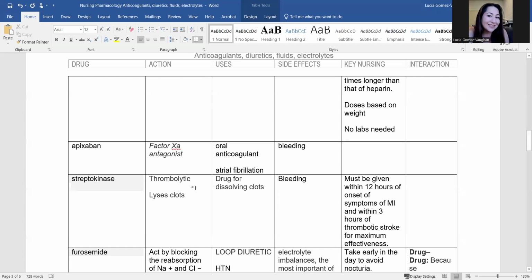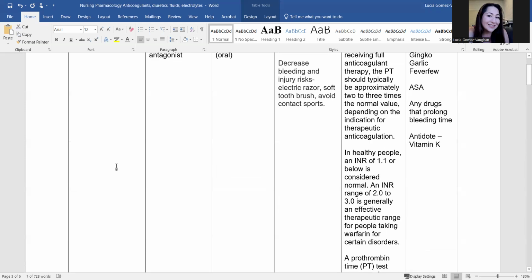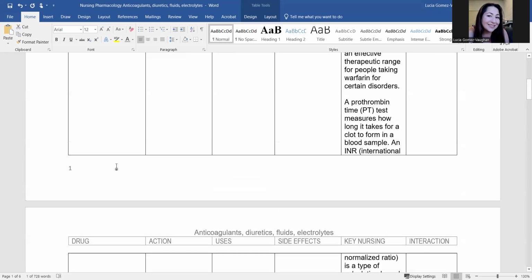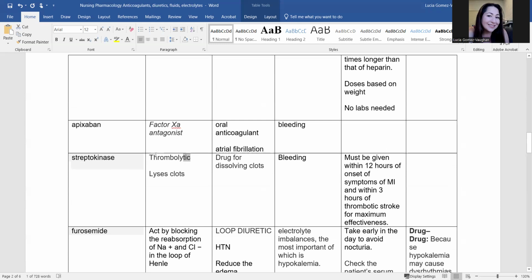Out of all of the drugs that we've just talked about, apixaban, enoxaparin, heparin, and warfarin, these all are anticoagulants. They prevent clots from forming. The streptokinase is our first one on this sheet that's a thrombolytic. It lyses clots, so it actually dissolves the clots.